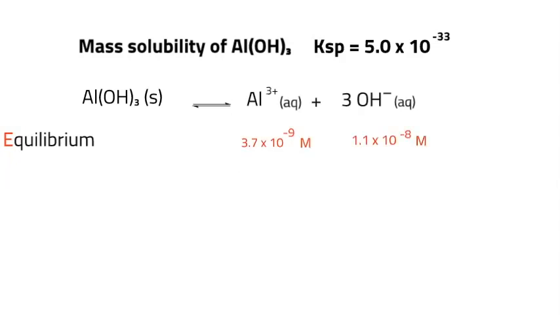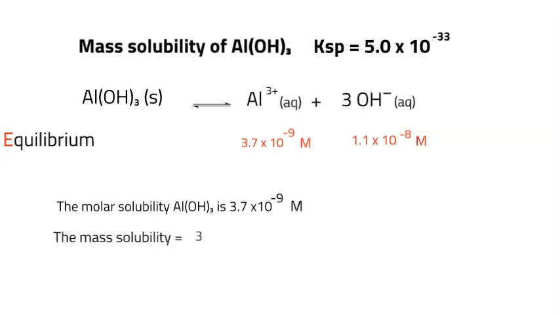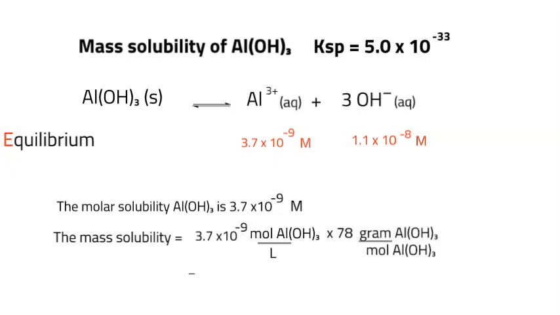This value of 3.7 times 10 to the negative 9, because it's a 1-to-1 stoichiometric ratio between aluminum ions and aluminum hydroxide, is the molar solubility of aluminum hydroxide. The mass solubility is equal to 3.7 times 10 to the negative 9 moles per liter times the molar mass of aluminum hydroxide, 78 grams per mole. This is equal to 0.9 times 10 to the minus 7 grams per liter, or 0.29 ppb, for parts per billion.